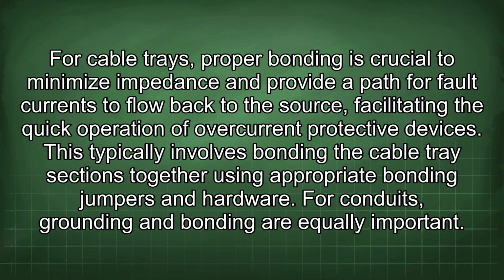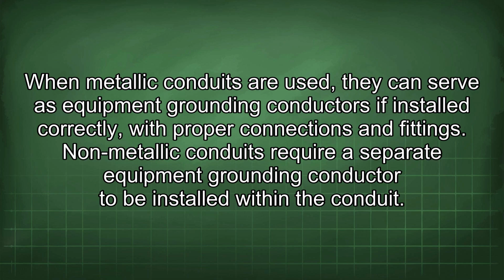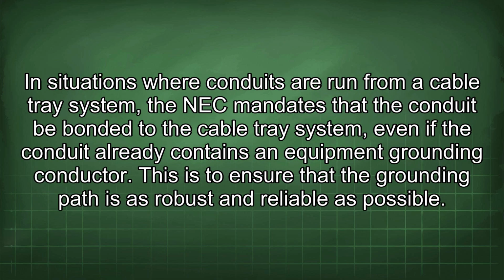For conduits, grounding and bonding are equally important. When metallic conduits are used, they can serve as equipment grounding conductors if installed correctly with proper connections and fittings. Non-metallic conduits require a separate equipment grounding conductor to be installed within the conduit. In situations where conduits are run from a cable tray system, the NEC mandates that the conduit be bonded to the cable tray system even if the conduit already contains an equipment grounding conductor. This is to ensure that the grounding path is as robust and reliable as possible.